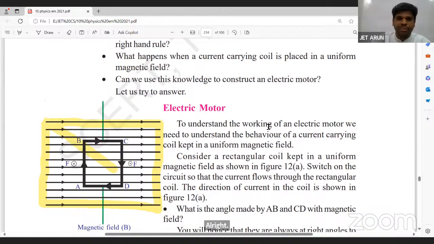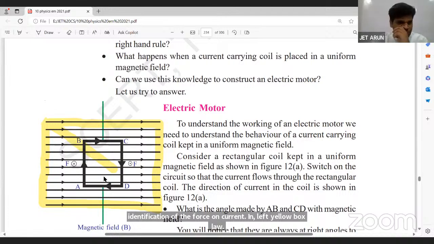Now let's talk about the electric motor, students, and its applications. Working of an electric motor. Force on a current-carrying wire is a direct application of an electric motor. A loop on the left, yellow box, uniform magnetic field. Again, we are talking about uniform magnetic fields only.